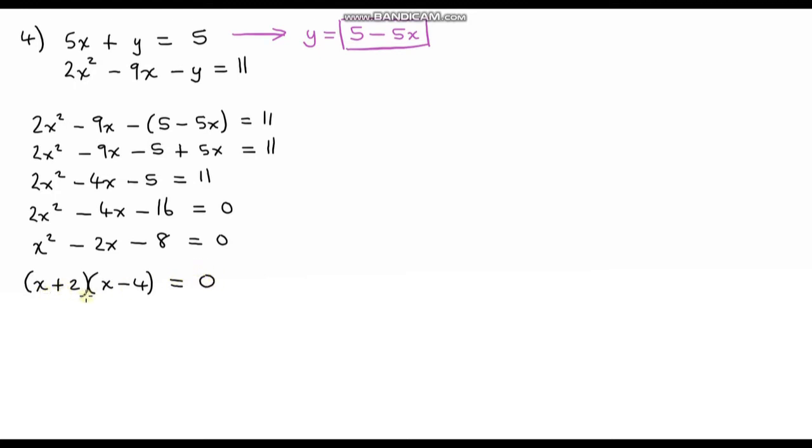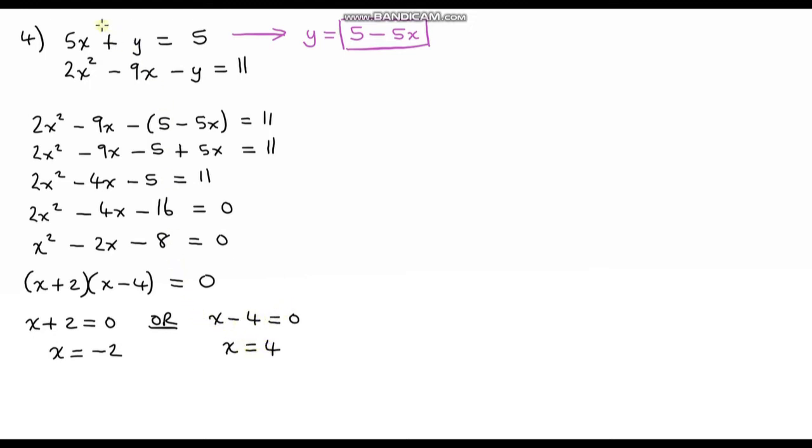So again, we're going to have two solutions. Either x plus 2 is going to equal 0, or our other solution is going to be when x minus 4 is equal to 0. So if we just solve these two equations, we're going to have x is equal to negative 2, or x is going to equal 4. Now let's find our values for y.